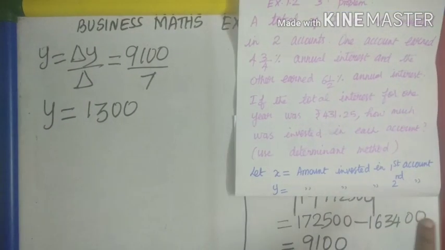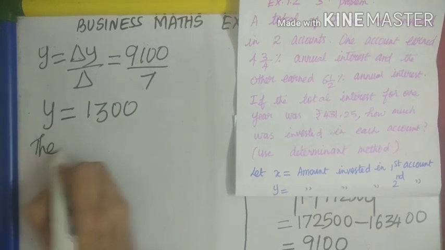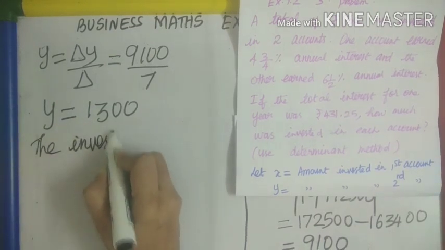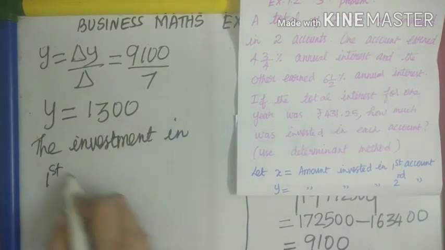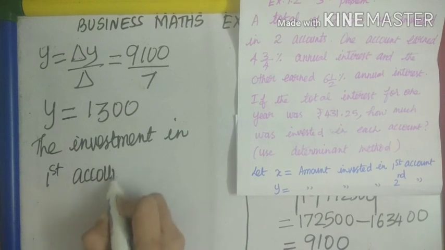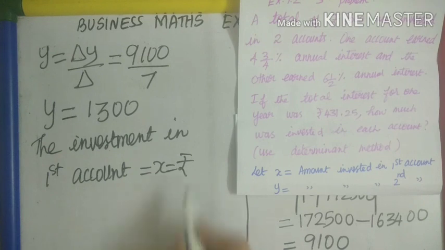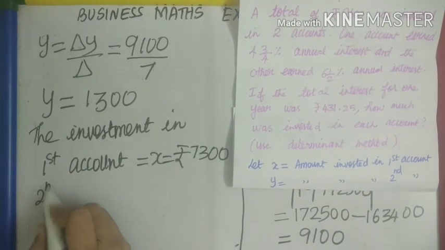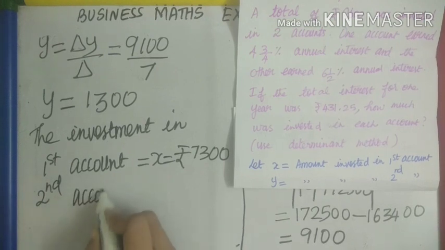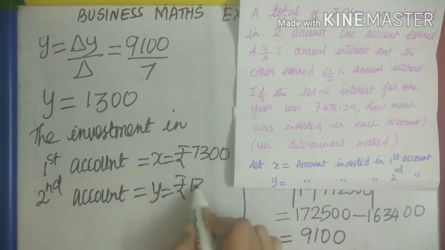We have written amount invested in first and second account. So let us take and write the investment in first account, that is x value. So rupees, the amount that I get 7300, and in second account it is the y value, that is rupees 1300.